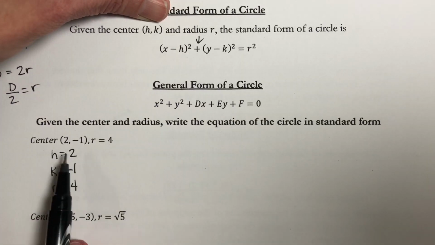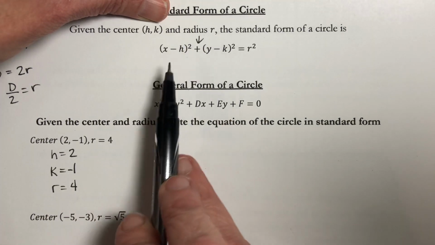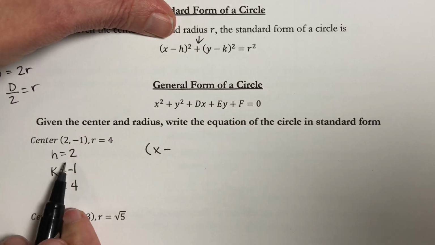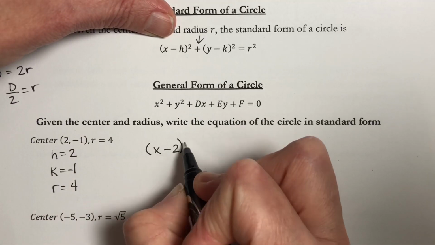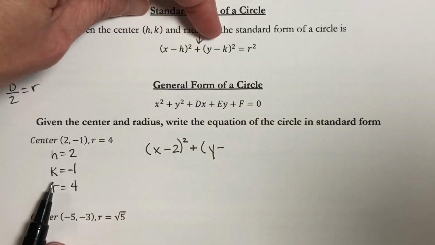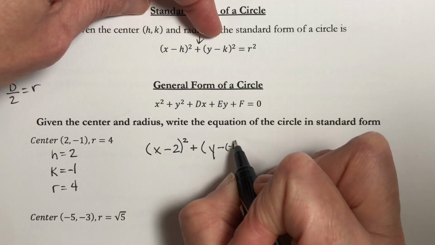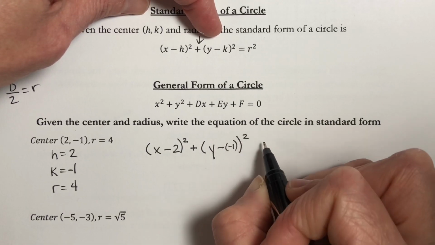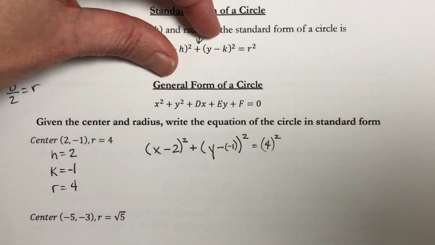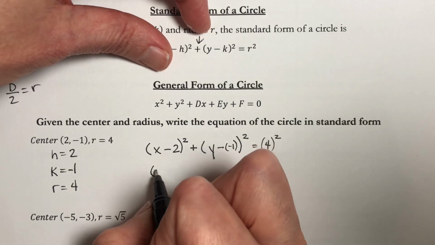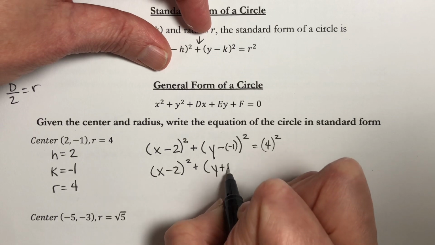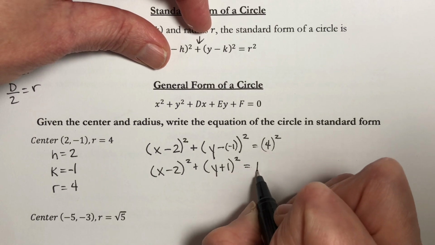Now let's take this information, which I pulled directly off of here from our definitions, and plug it in up here. So I have x minus h, which is 2, squared, plus y minus k, and k is -1, so this is y minus a -1, squared, is equal to 4 squared. Now let's simplify a little bit. This is x minus 2 squared plus, this becomes y plus 1 squared equal to 16.